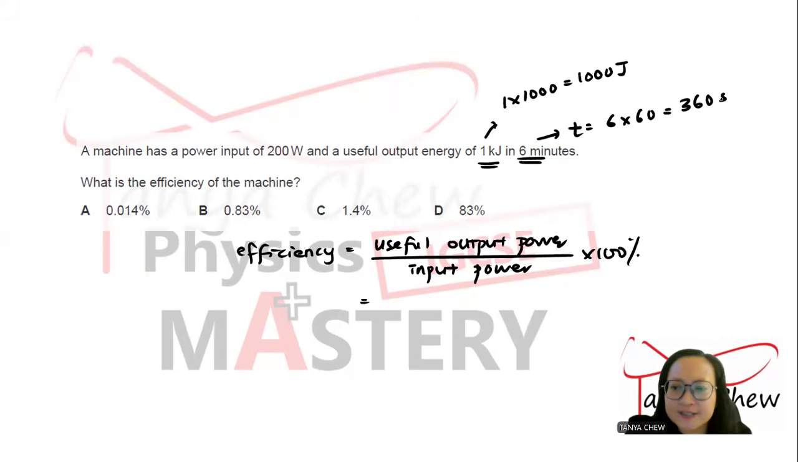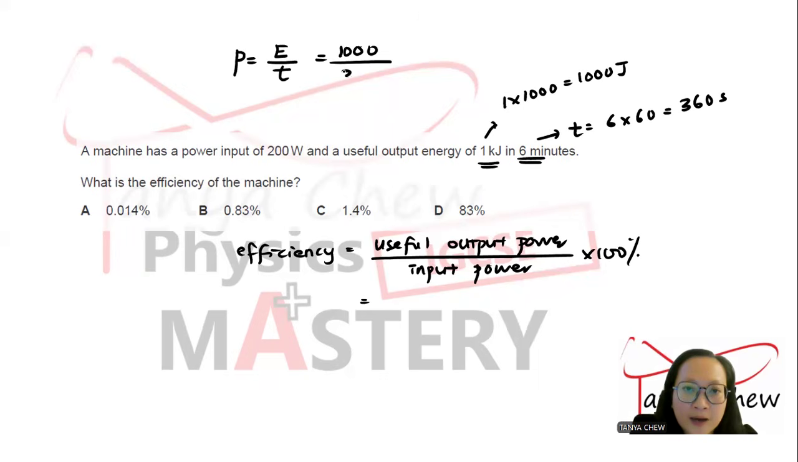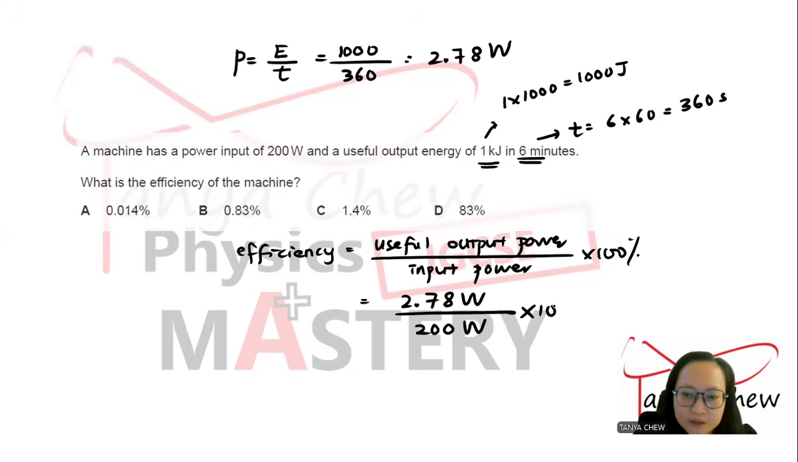That is 360 seconds. Then find your useful output power. Remember, power is equal to energy per time. That is why you take 1000 divided by 360 to get your useful output power, which is 2.78 watt. So I sub in here 2.78 watt divided by input power 200 watt times 100%. So the answer is 1.38%. You can round it off to 1.4%. The answer is C.